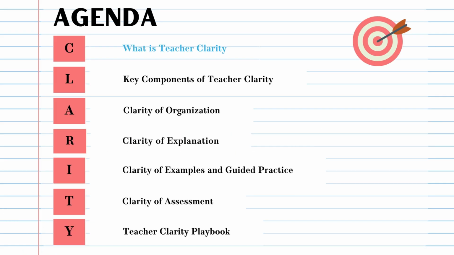Today, we're going to start with what teacher clarity is. What are some key components of teacher clarity? We will discuss each component, starting with the clarity of organization, the clarity of explanation, the clarity of examples and guided practice, the clarity of assessment, and then in session 2, we will discuss the teacher clarity playbook.